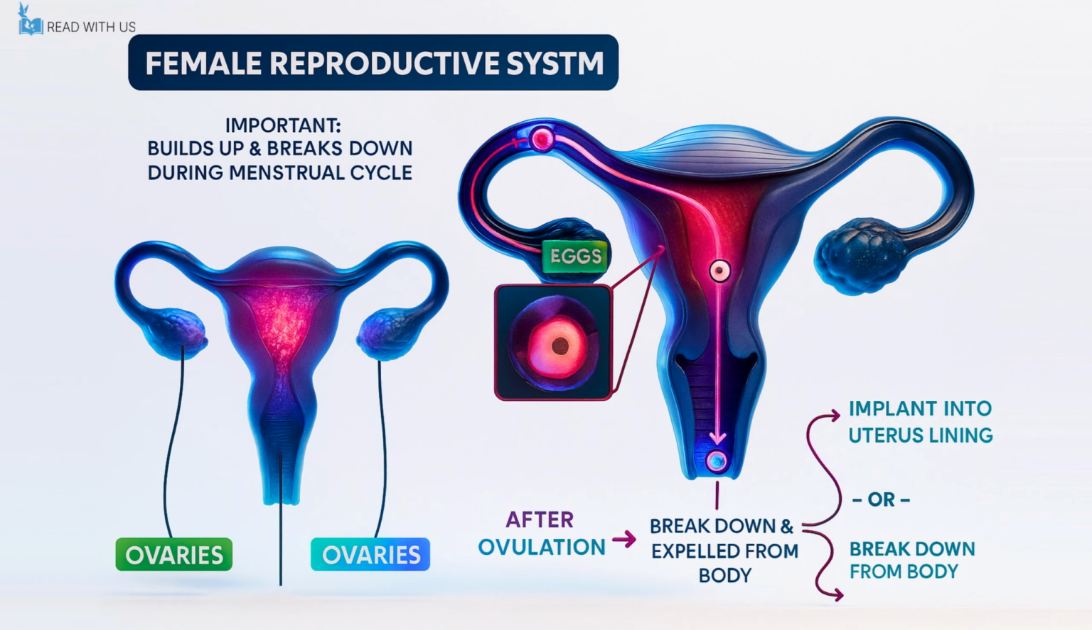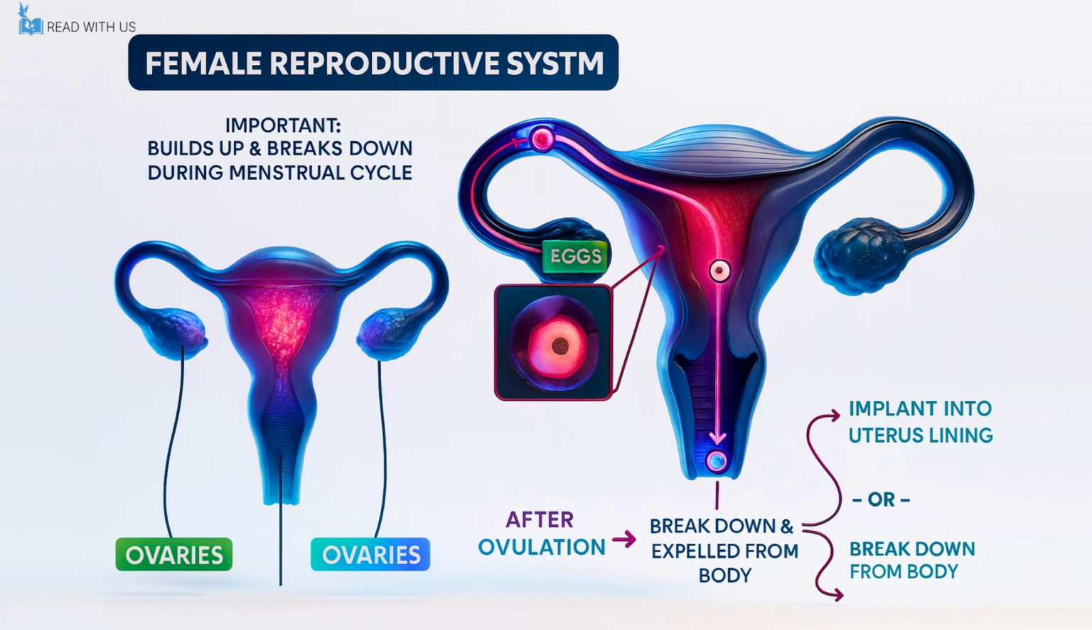The female reproductive system consists of several important parts. In the center is the uterus, which is lined by the uterus lining, also known as the endometrium. This lining is significant because it builds up and breaks down as part of the menstrual cycle. On either side of the uterus are the ovaries, which store and release eggs. These ovaries are connected to the uterus by thin tubes called the fallopian tubes. Eggs travel from the ovaries through the fallopian tubes to the uterus.